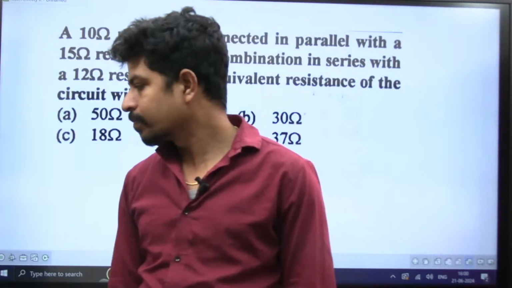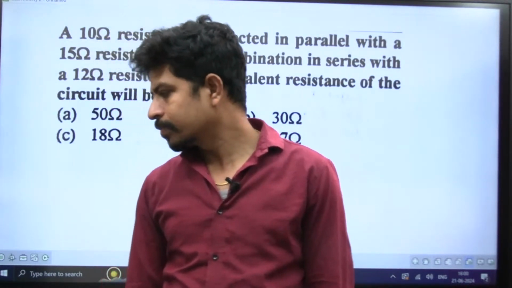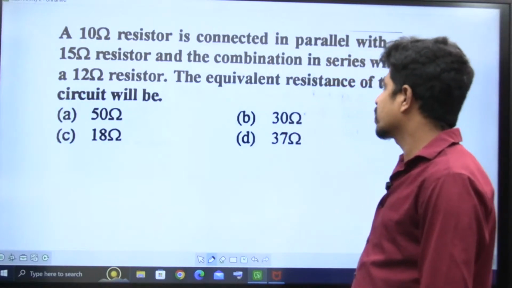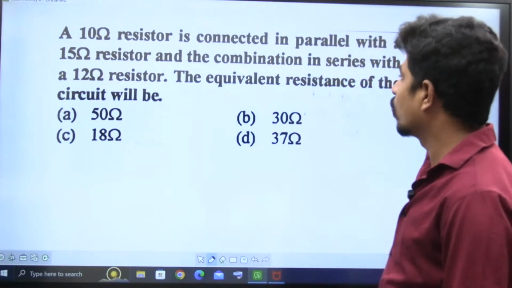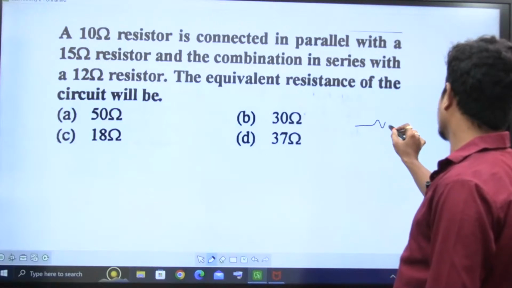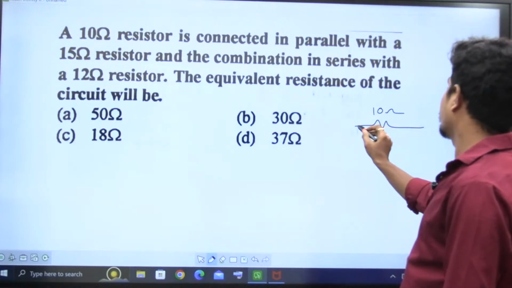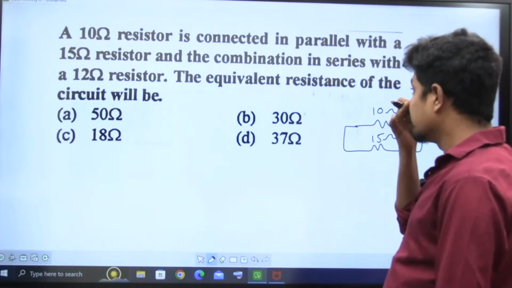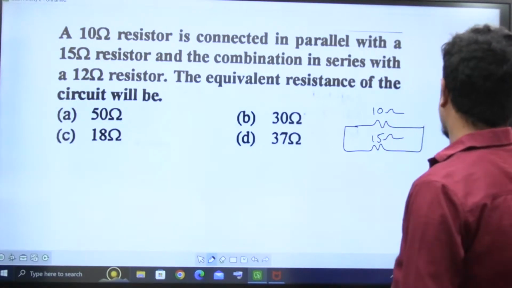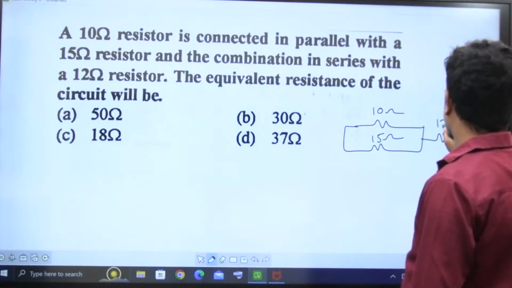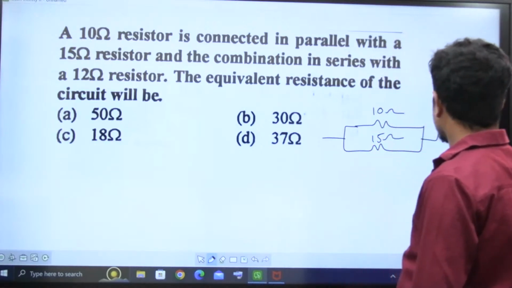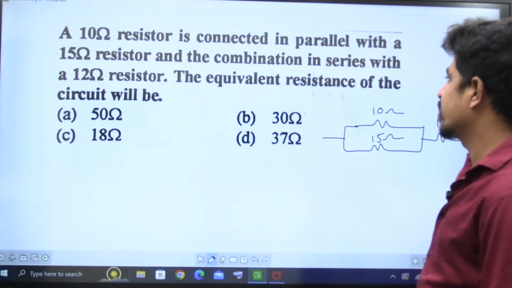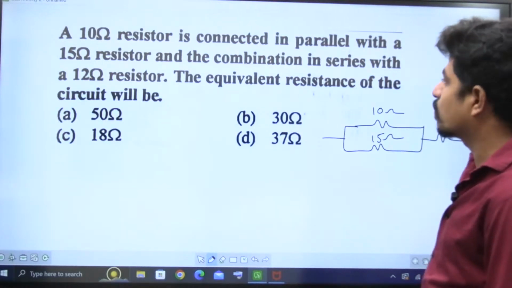Please, all of you, mechanical guys. What is it saying? A 10 ohm resistor is connected in parallel with a 15 ohm resistor, and the combination is in series with a 12 ohm resistor.